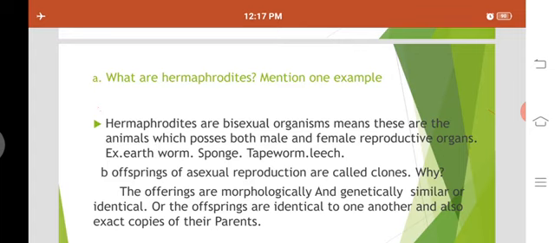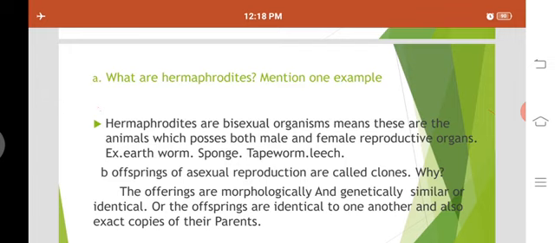A unisexual animal is an animal which has either male or female reproductive structures. Any one reproductive structure is present, not both. We can give the example of all mammals, in which we see only one reproductive structure, either male or female. The individuals are different here. Therefore, it is called unisexual, or dioecious.